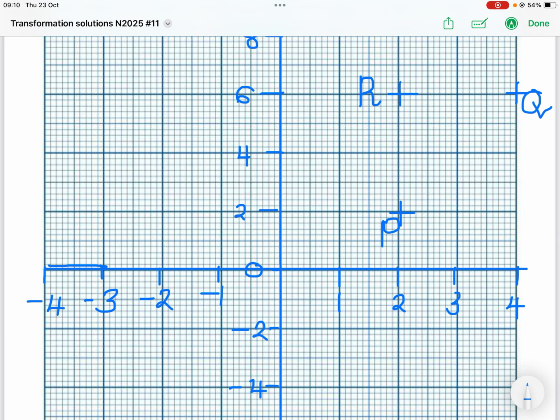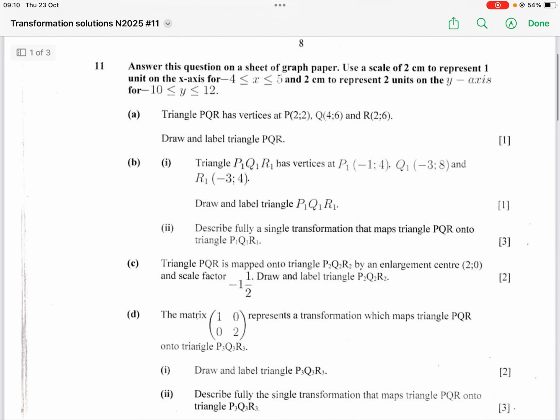After that, we need to join the points like this. We join here. And then finally, we join here. So this is how you get the first mark for drawing the triangle PQR. And then next, let us proceed to the next part of the question. We are done with the first part.